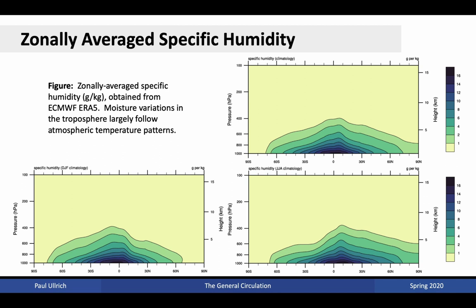Recall we discussed previously that specific humidity tends to decrease as one goes towards cooler temperatures. Thus, on average, specific humidity is largest near the equatorial surface with values of about 17 grams per kilogram. As one goes towards higher latitudes or higher altitudes, specific humidity drops off rapidly. The overall specific humidity profile is fairly consistent with the temperature profile. That is, the annual mean is largest at about the equator, but in the northern hemisphere summer, one sees higher values of specific humidity in the northern hemisphere, and in the southern hemisphere summer, we see higher values of specific humidity to the south.